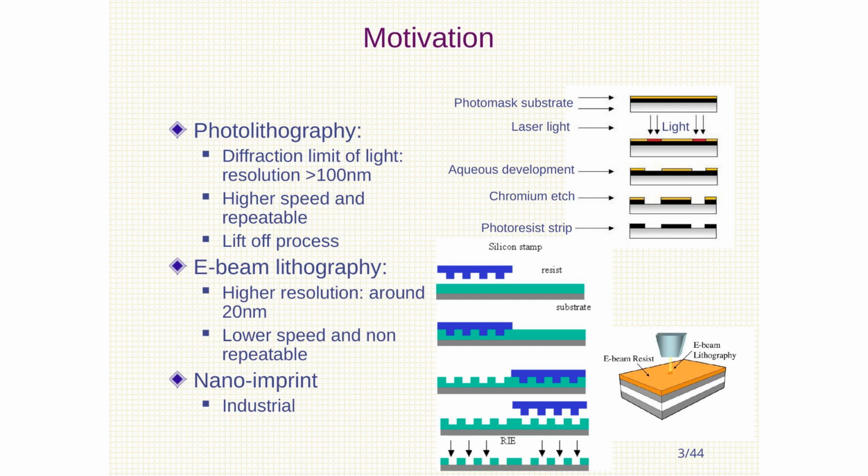Photolithography offers a resolution greater than 100 nanometers with high speed and repeatability, utilizing a lift-off process. Electron beam lithography achieves around 20 nanometer resolution, but is slower and less repeatable. Nano-imprint lithography is industrially used. The process involves laser light, photomask substrate, aqueous development, chromium etch, and photoresist strip.